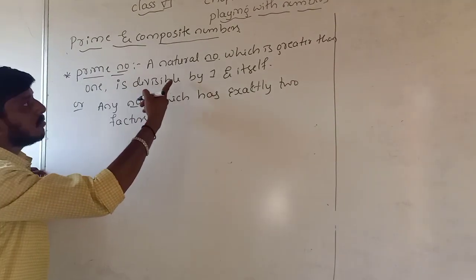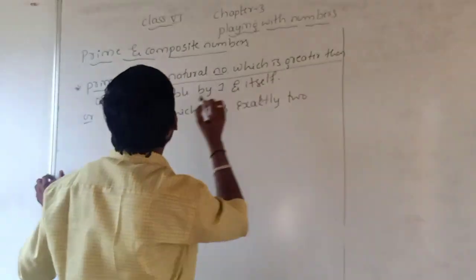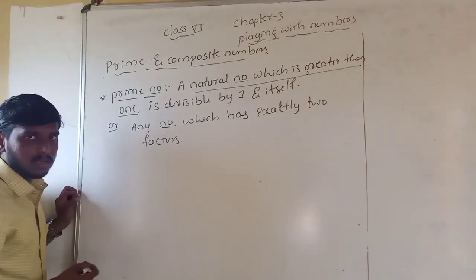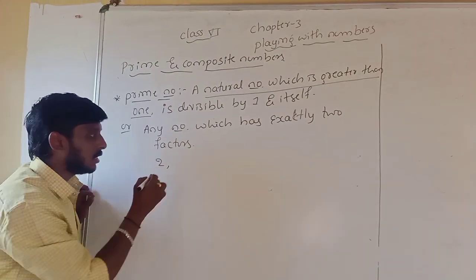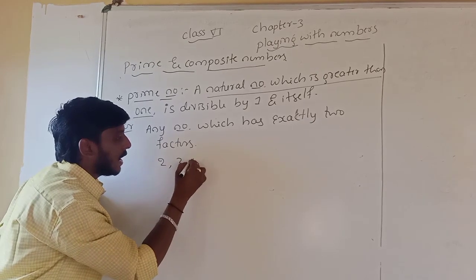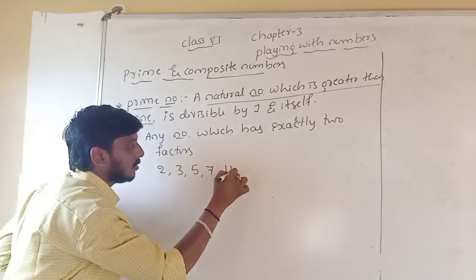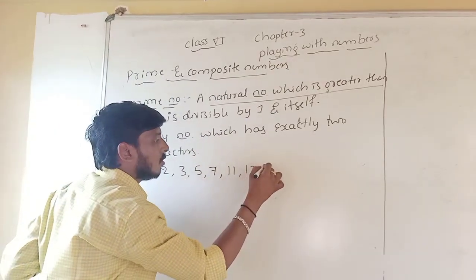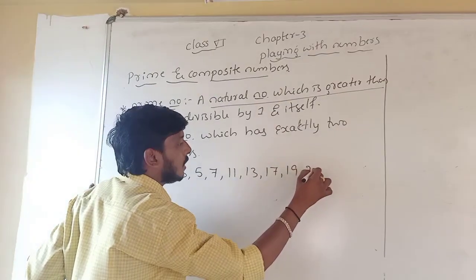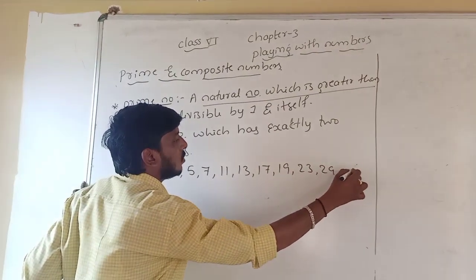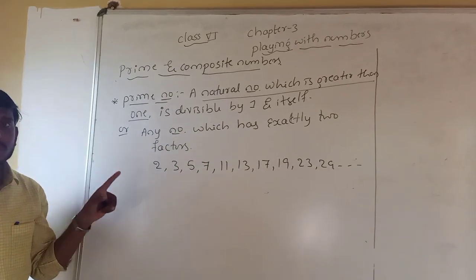So 1 is not a prime number. Why? Because here I mentioned a natural number which is greater than 1. So greater than 1 means next after 1, which number will come? 2. So 2 is a prime number. 3, 5, 7, next 11, 13, 17, 19, 23, 29, and so on. So I think you have a doubt how it is possible that 2 is a prime number.